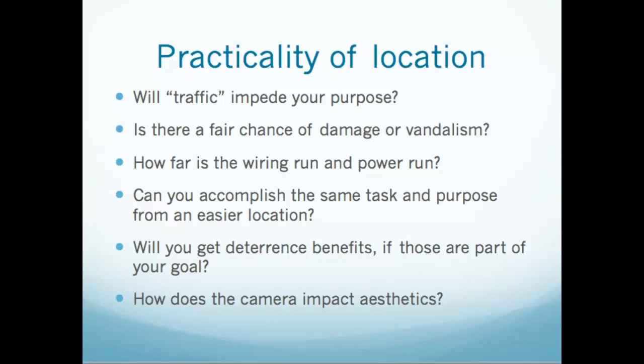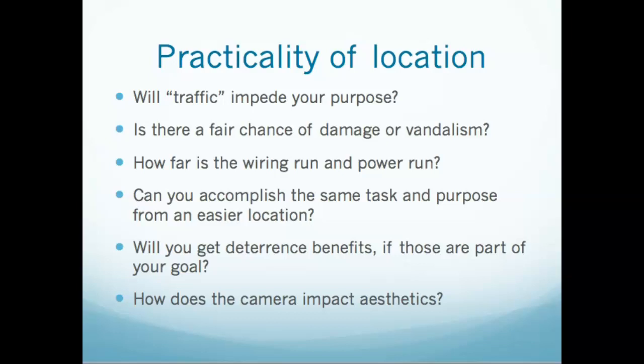Again, that goes back to the transmission and the power to some extent, but is it practical to say, I need a camera here to watch that area 100 yards away, when if I just move the camera to the other side of the building, I could probably see that same spot 100 yards out from a different angle? But there's power and transmission cable and everything in one location and the other one has none. So can you accomplish the same task and purpose from an easier location is really the question. Will you get deterrence benefits if that's part of your goal?